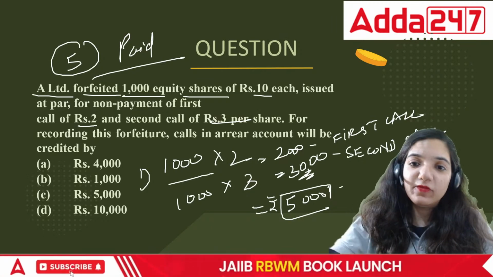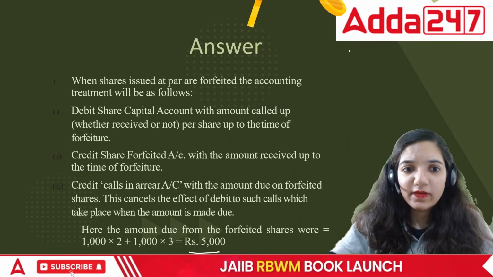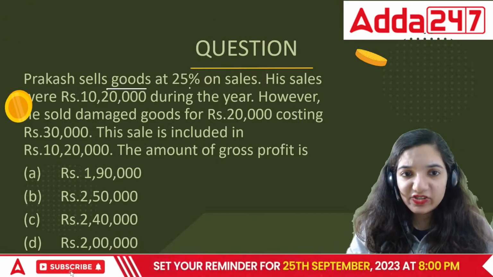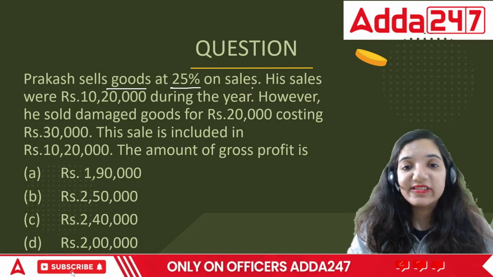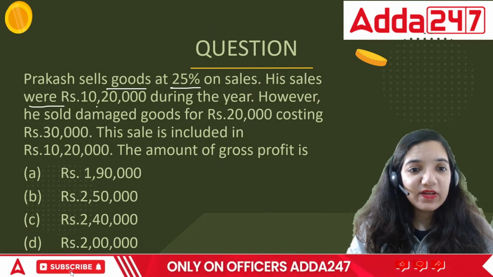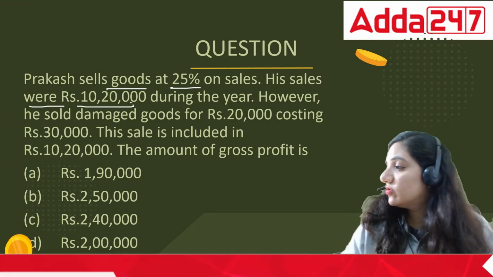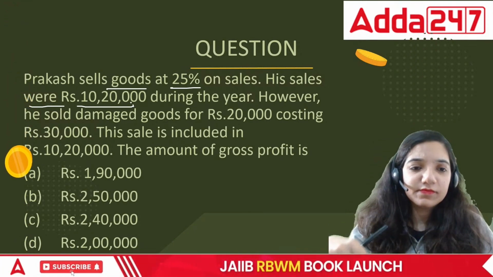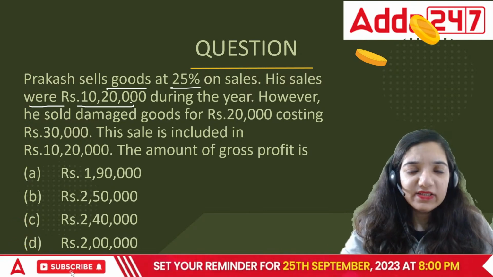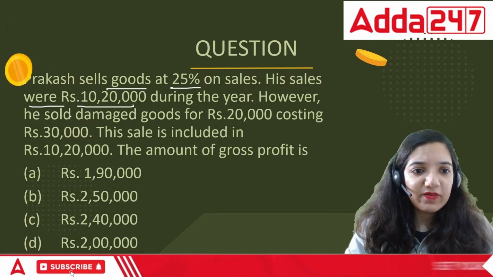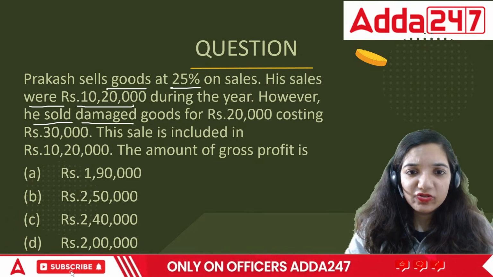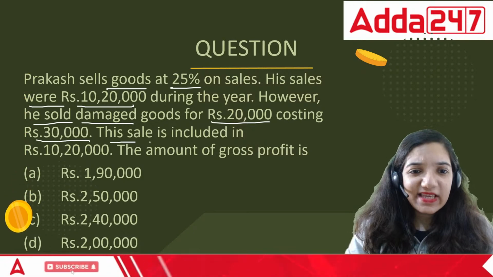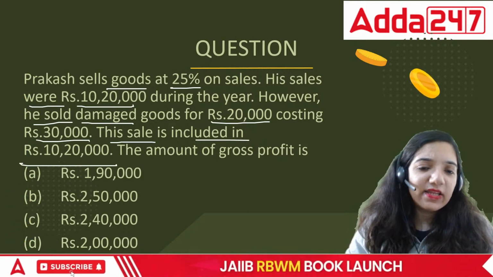Now let's move on to the next question. Prakash sells goods at 25% on sales. His sales were 10 lakh 20,000. He is selling the goods at a price of 25% on sales. His selling price is 10 lakh 20,000. However, he sold damaged goods of rupees 20,000 costing 30,000. The sale is included in 10 lakh 20,000.